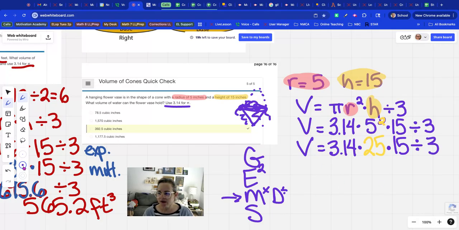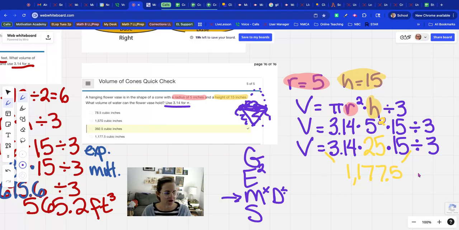Okay, now kind of just like before, I'm going to multiply all of this together in one big step in my calculator. Okay, and I'm going to enter it really carefully because if I hit even one wrong button, I'm going to mess this up. 3.14 times 25 times 15. Okay, there I go. 1,177.5. Okay, that's all I'm going to do in that step.